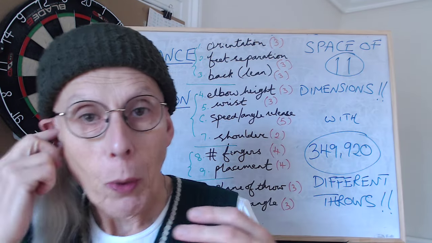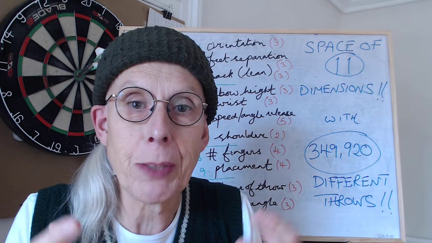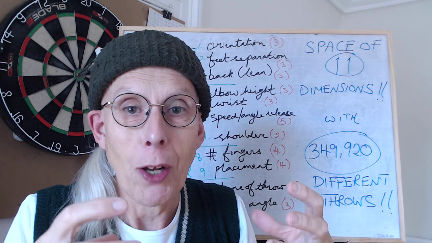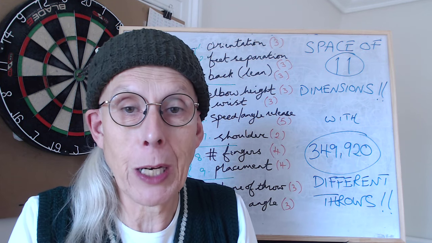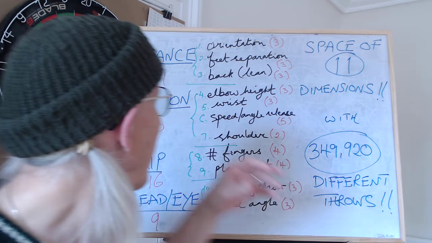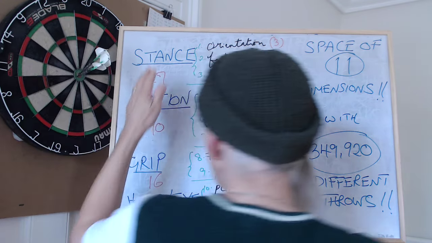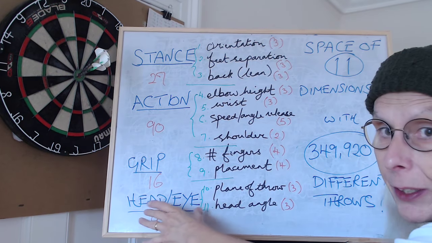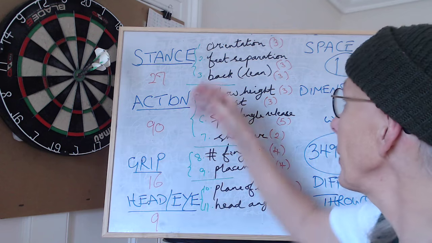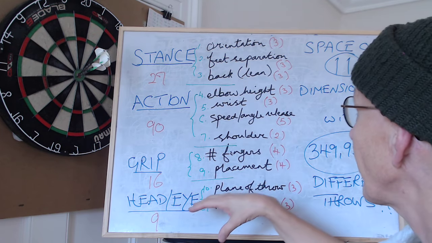So what I talked about last time was an optimization machine, and we've got to put all of this kind of stuff, the atoms of optimization, into our machine. And for a darts throw, what is that stuff? We broke it down into 4 categories: stance, action, grip, and the head and the eye placement. And we did a very, very crude analysis here. We just wrote down a bunch of things that made sense within each of these categories.